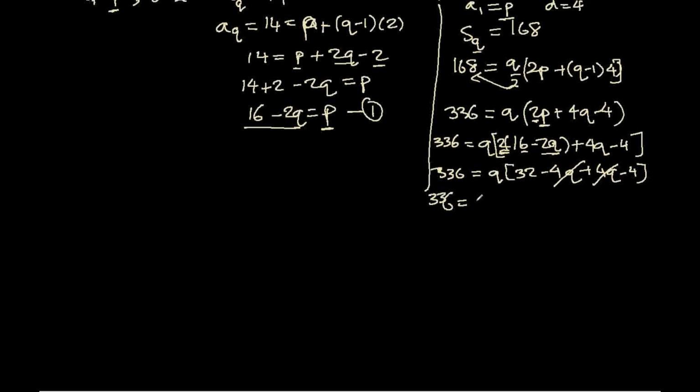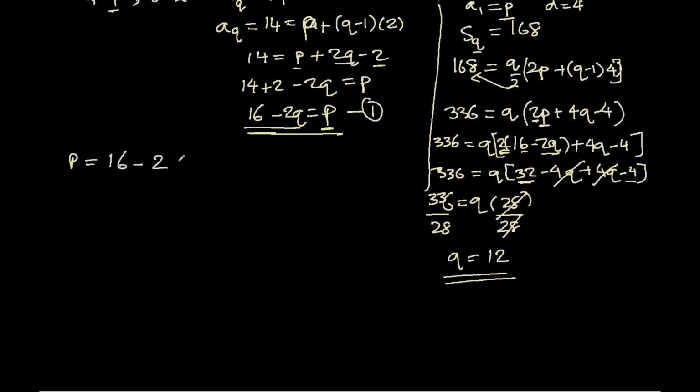336 equal to q times (32 minus 4), 28. Divide both sides by 28. So q will be 336 over 28, okay, it will be 12. 336 divided by 28 is 12. So we had to find p as well, and we'll use this one. p is equal to 16 minus 2q. q is 12 now. So it becomes 16 minus 24, which is minus 8. This is the second answer. p and q both, we are done.